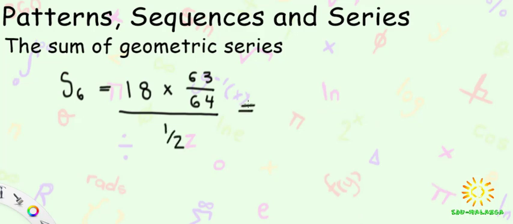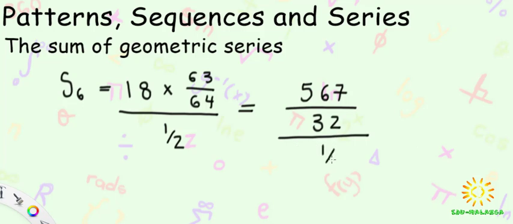Let's continue. 18 times 63 over 64 is equal to 567 over 32, and all of this will again be divided by 1 over 2. Okay, I'm going to rewrite this expression. 567 over 32 divided by 1 over 2.